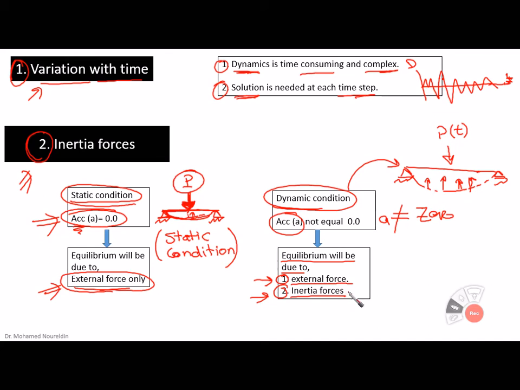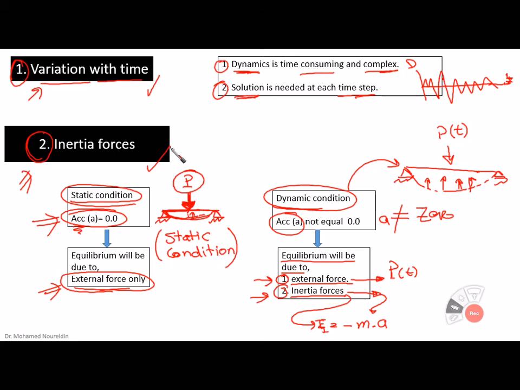And what is the inertia force that we are going to have? If the external force is P of t, then the inertia force developed, based on Newton's second law, is equal to minus m, the mass of the system, times the acceleration that is developed, right? So this is the inertia force. This is the main difference between the two systems: one is the variation with time, the second is the inertia forces that we have.